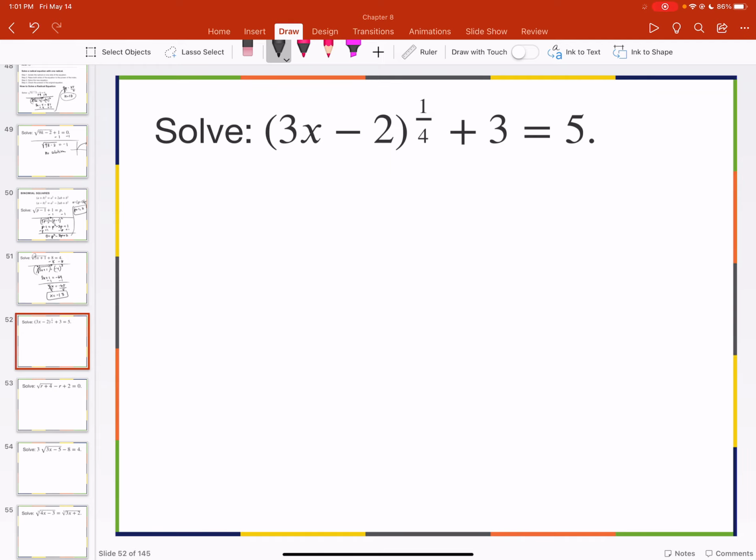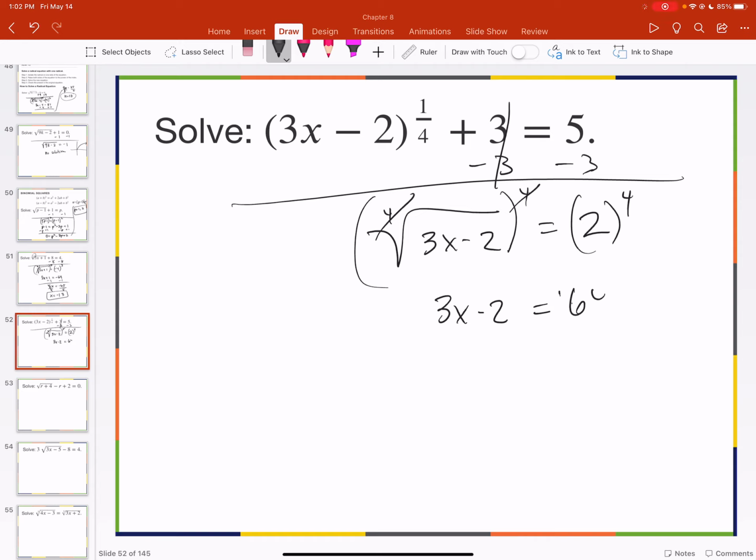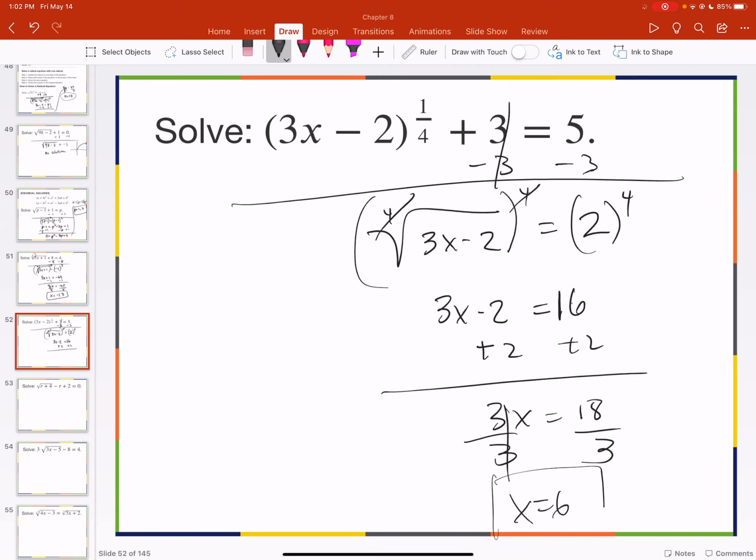Okay, now a fourth root. Again, isolate the radical, or the rational exponent. So this is like saying the fourth root of 3x minus 2 is equal to 2. Raise both sides to the fourth power. We get 3x minus 2 on the left, and 2 to the fourth power is 16. Why did I write 6? Okay, here, 16. I'm getting ahead of myself. Then let's solve for x. Plus 2, plus 2. 3x is equal to 18. Divide by 3. We get x is equal to 6.